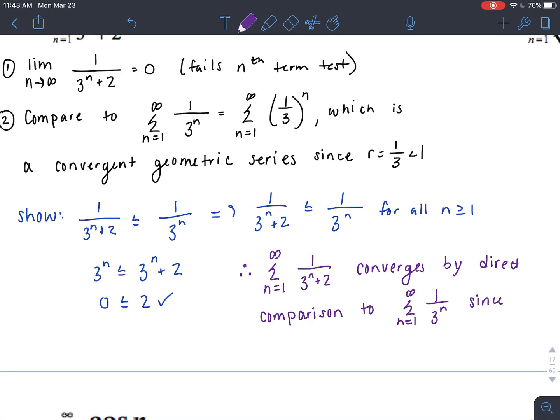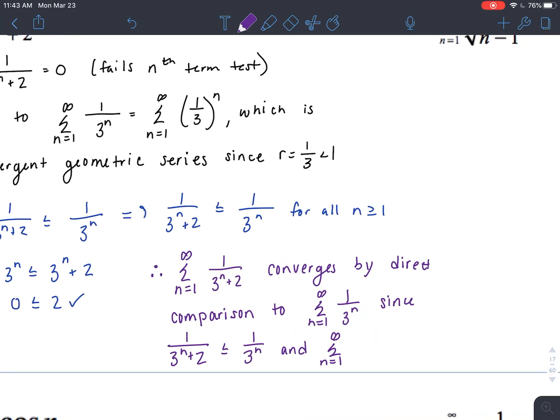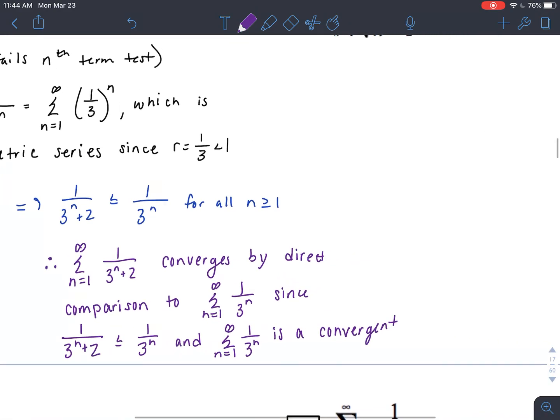To our geometric series. And we could say since 1 over 3 to the n plus 2 is less than or equal to 1 over 3 to the n, and we could also, if we want to be super thorough, say, and since 1 over 3 to the n is a convergent geometric series.